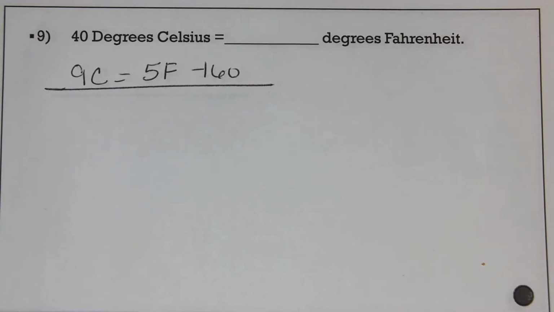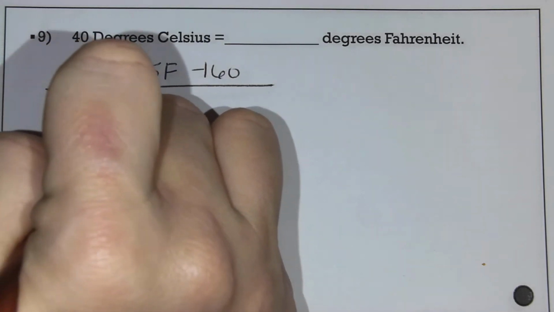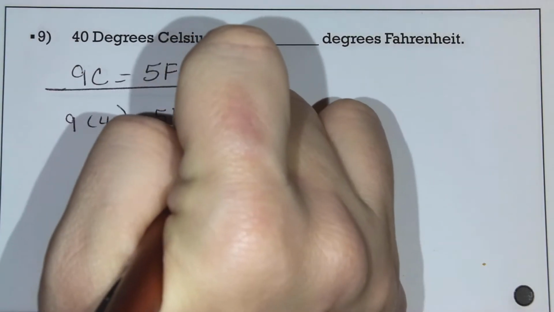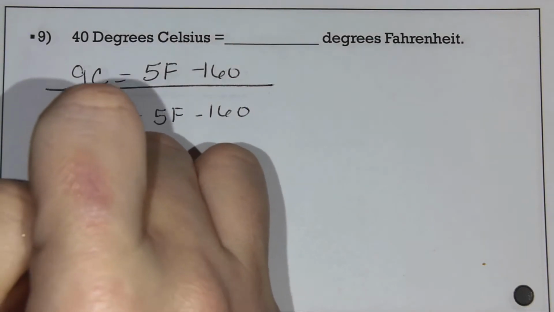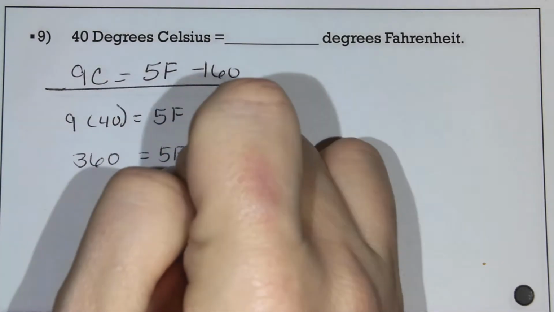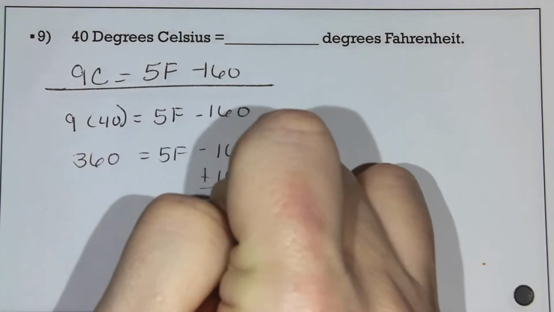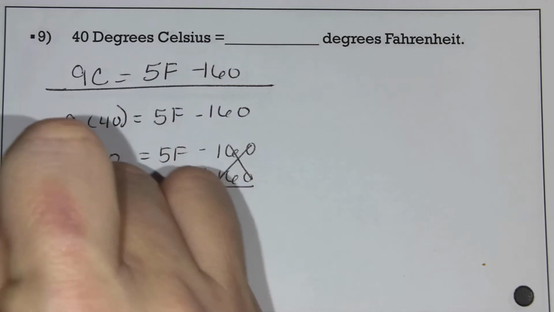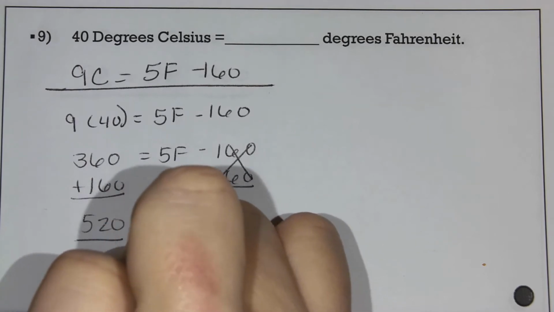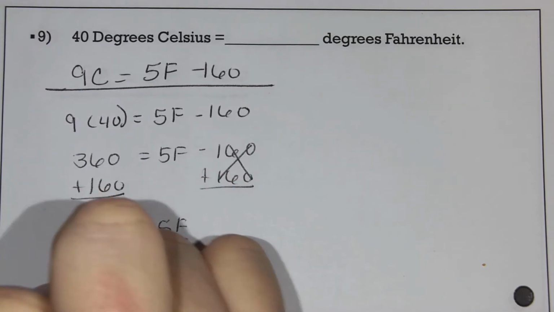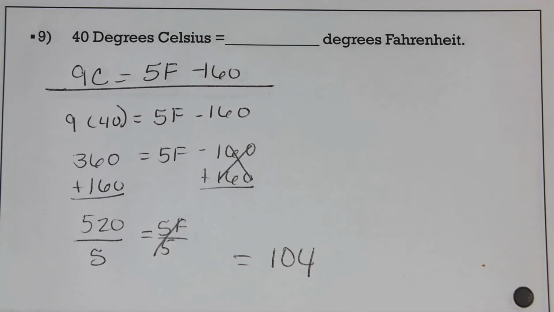Okay, next we have here 40 degrees Celsius. So we're going to put 9 times 40 equals 5F minus 160. Okay. 9 times 40 is 360. And remember to bring everything down. Okay, then you're going to add 160 to each side. 360 plus 160 is 520. And then you're going to divide it by 5. And it should be 104.